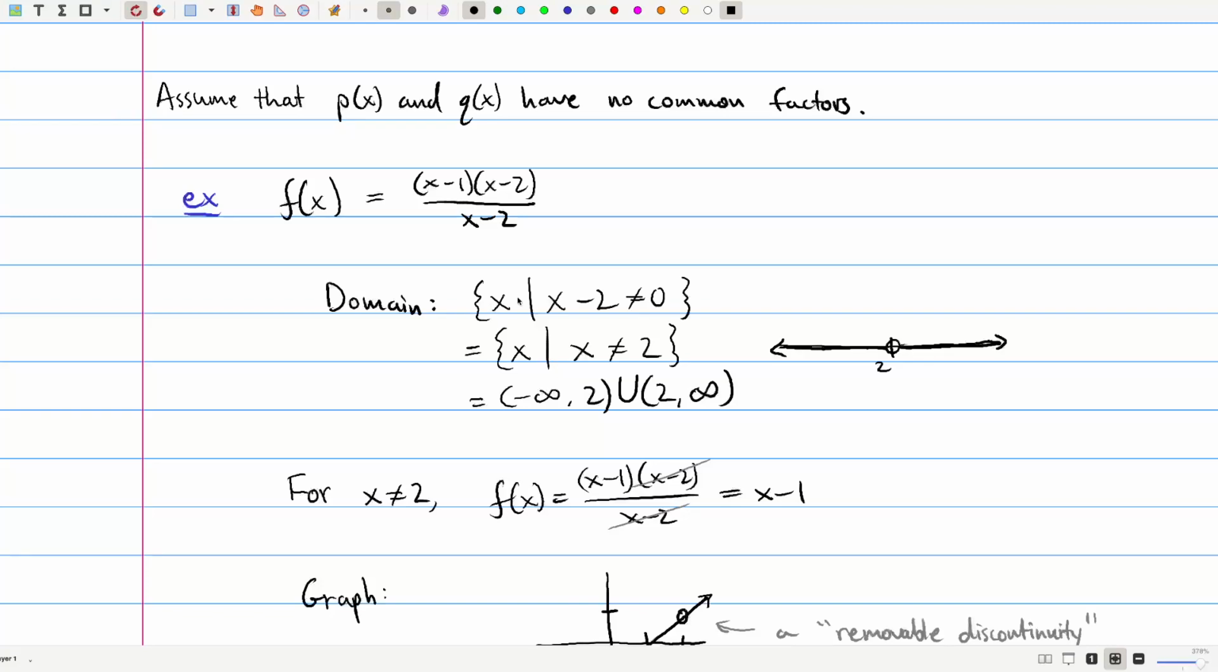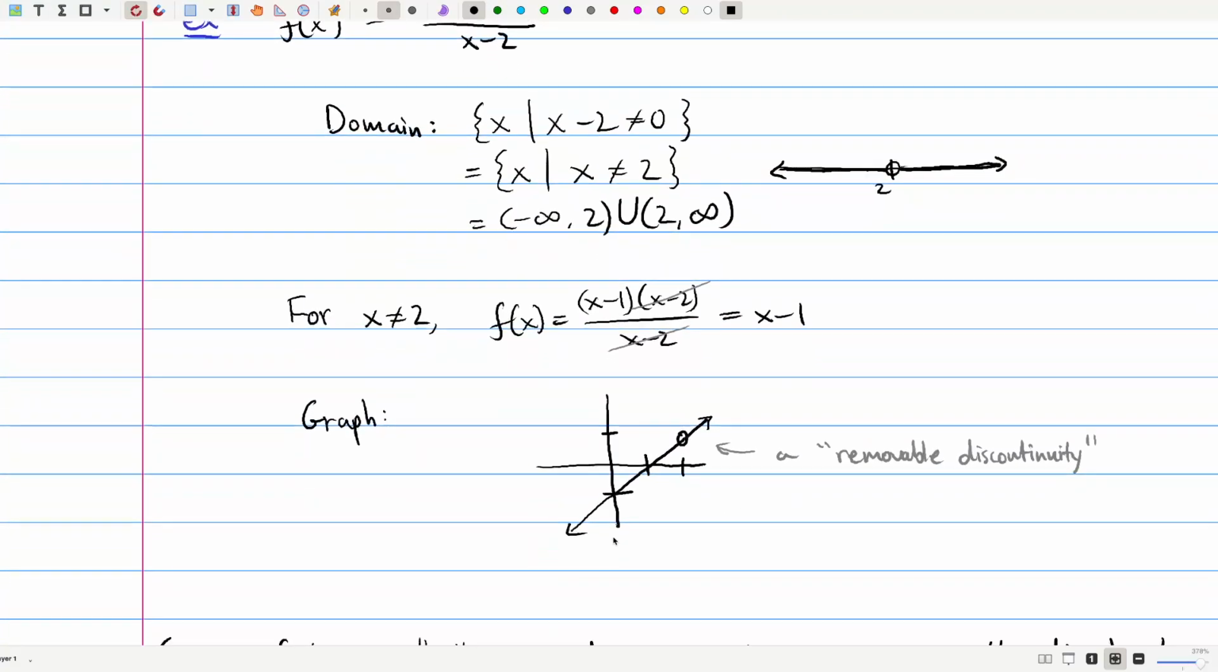So at x equals 2, this function is not defined. That's what the domain means. But for x away from 2, the function is defined, and we can actually cancel out the common factor to get x minus 1. That's just a line. So if we were to graph it, we would draw the line y equals x minus 1, and then draw a circle right at x equals 2, and that represents the fact that that point is not part of the graph of f of x. And this sort of missing value is known as a removable discontinuity.